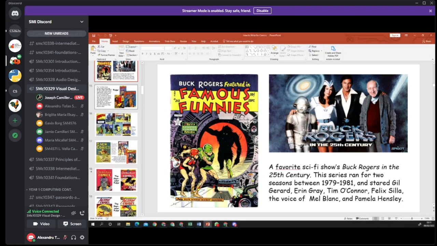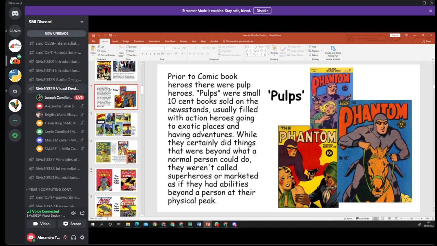Yes, brilliant. So that takes us to the next slide, where we're going to discuss pulps. What are pulps? Well, basically, pulps were 10-cent comic books, which really and truly brought about the actual launching of comic books as something which could be easily bought from the newsstand. It was colorful, albeit basically colorful. It had the basic colors of yellow and red and blue and black, which were the usual printing colors.